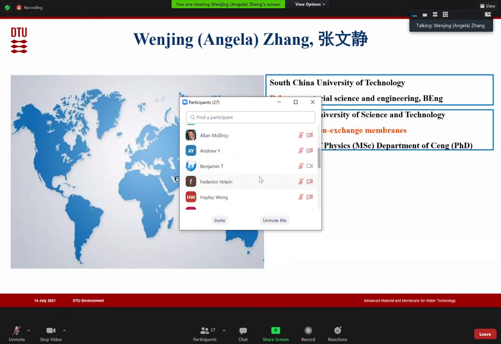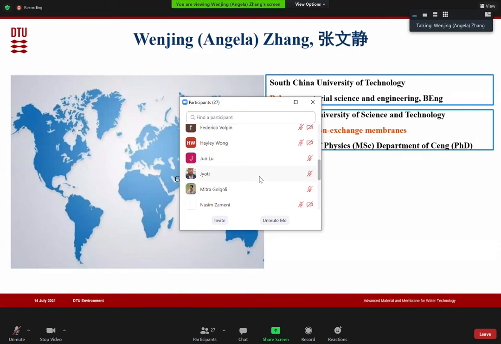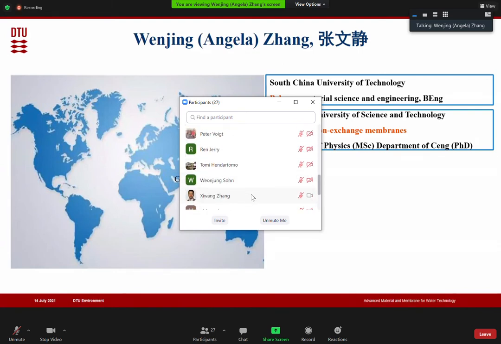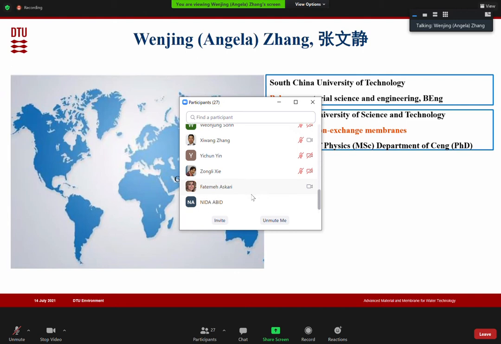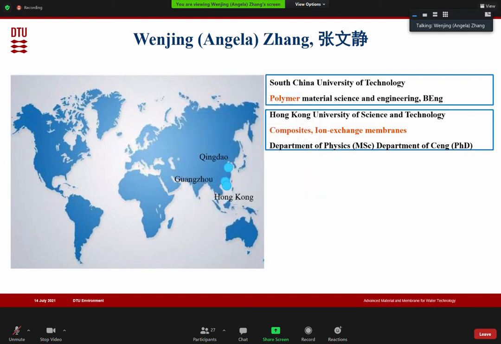I was lucky enough to receive a fellowship from the Hong Kong government and join Hong Kong University of Science and Technology. For my master's, I studied composites, where I combined ceramic nanofillers and put them into polymer to reinforce the polymer materials. For my PhD, I got access to the functionalities of polymers, using ion exchange membrane to conduct protons in fuel cells. I was fascinated by the interplay of the functionalities and the structures of the polymers.